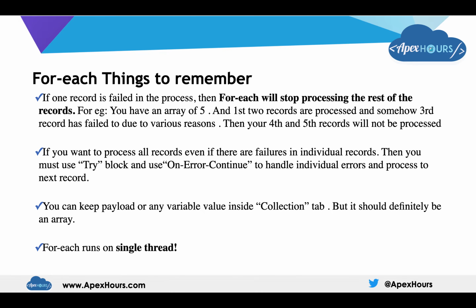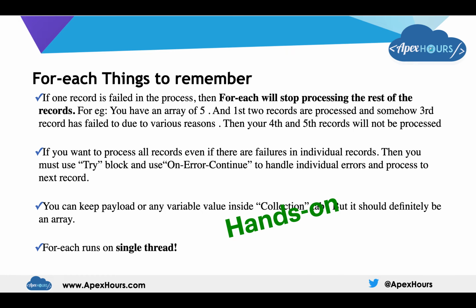For each runs on a single thread. For each record, it will run on a single thread, and only after the first record is processed will it go to the second record. That is for each behavior. Suppose you have 10 records. It's not like scatter-gather, which runs in parallel. It is something like for each: it will run the first record, next the second record, next the third record, something like that. All right.